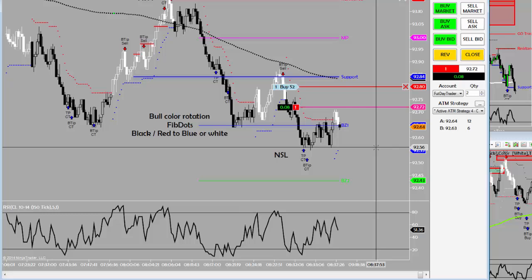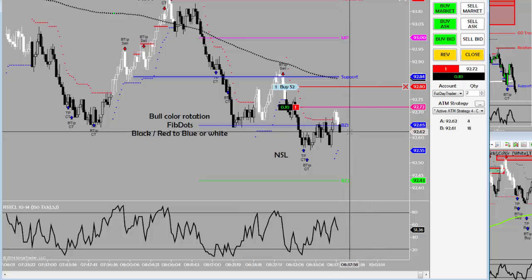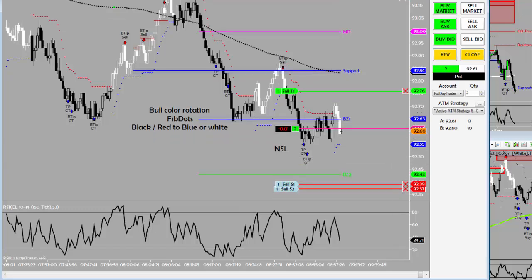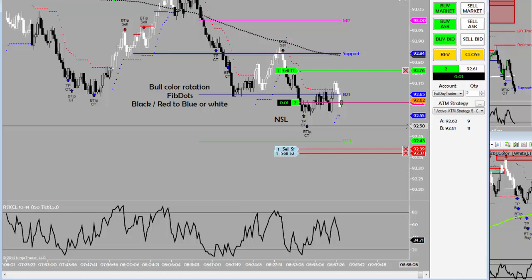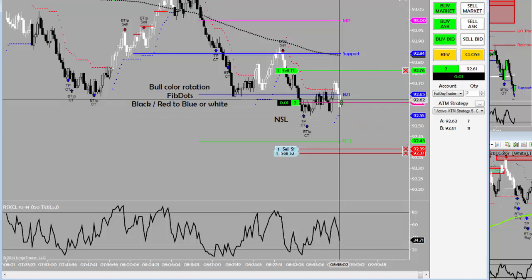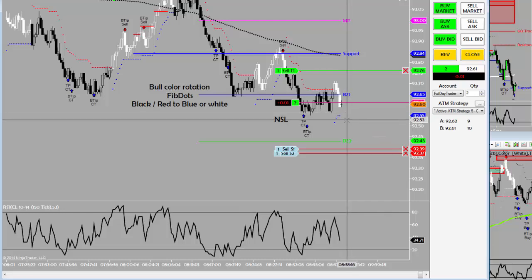If I'm purely trading the color rotation, I need to reverse right here. This is a counter trend reversal. Okay, so I can also go, well, now we're getting ready to go back bearish. So I can go reverse. That'll put me long a 2 lot. Okay, then again, you can see the FibDots. If price rolls back over with trend, closes below here, then we're going to get black candles and I can go back into a reversal sell.